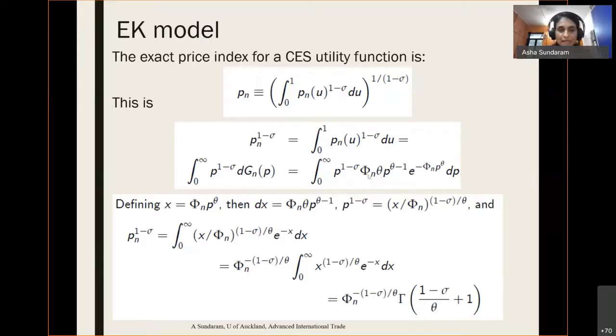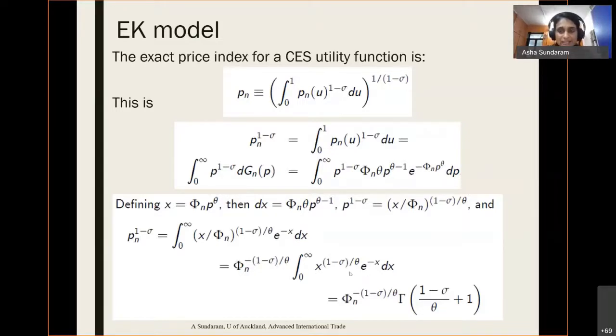So phi n p to the power theta simply becomes x over phi n to the power 1 minus sigma over theta, and then e to the negative x dx. So all I'm doing is substituting for x in this expression right here. Now, anything that doesn't have an x, I can bring outside of the integral. So that's what I'm doing in that second to last step right there. And then I say 0 to infinity, whatever remains inside with the x.